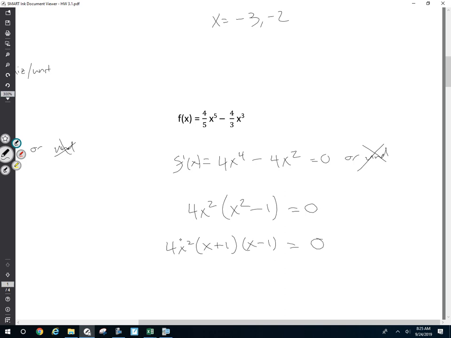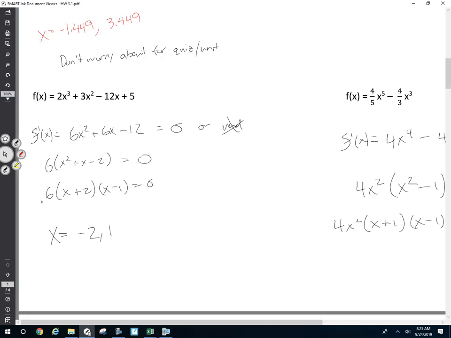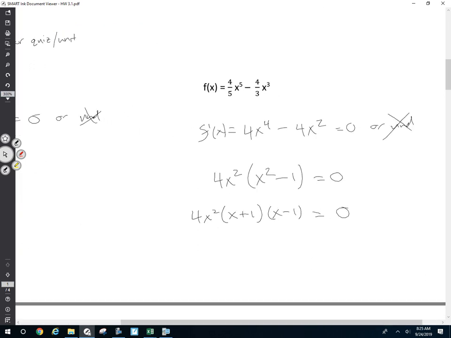I will see that 0 can be plugged in. So as opposed to this one, where I just factor out a 6, it does not mean 0 is a solution. When I factor out an x, that means 0 is a solution. Because if I plug in 0 here, I will get 0 times something times something. So I have 0, -1, and 1.